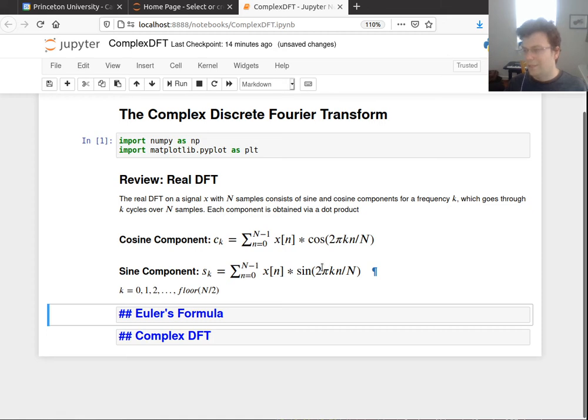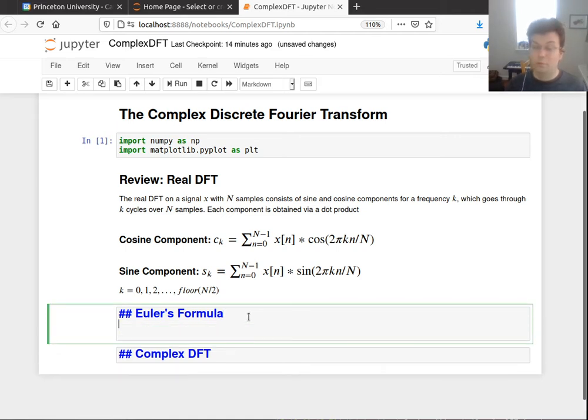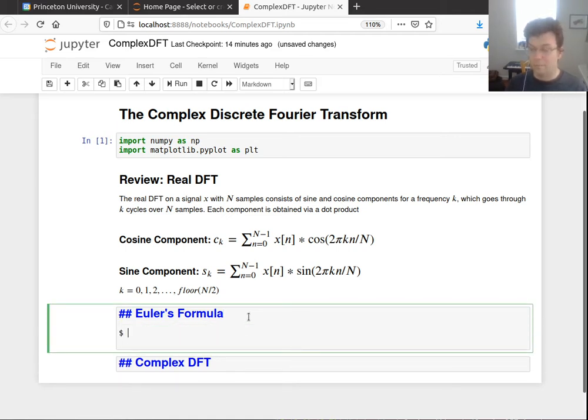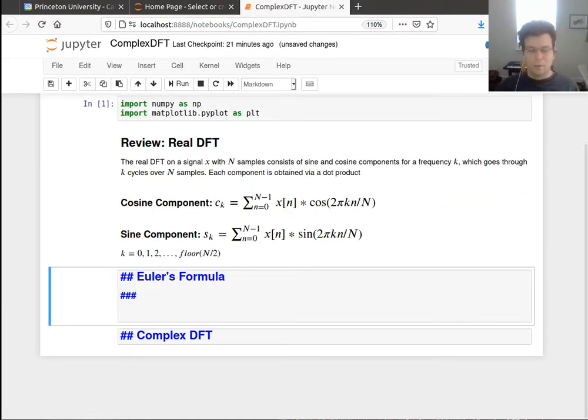Now, one of the things that's a little bit annoying about this is that I actually have to have two numbers for every frequency. Somehow I want to figure out a way to wrap those two numbers into a single number. And so I have to use something called Euler's Formula if I'm going to do this, and I have to go to complex numbers. Alright, so here's Euler's Formula. We say e to the i theta is equal to cosine of theta plus i sine theta.